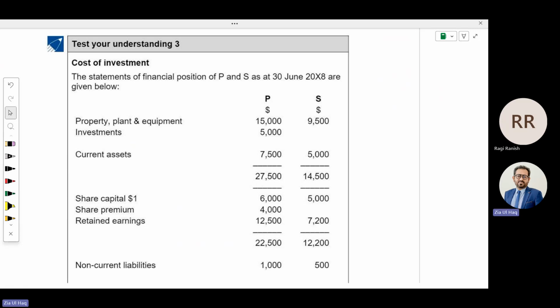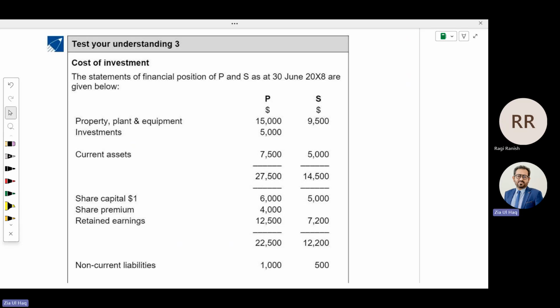The cost of investment. The statement of financial position of P and S as at 30th June 2028 is given below. Property, plant and equipment for both companies. Investment, what does that mean? Consideration paid to acquire S. Instead of this, we need to record goodwill in consolidated financial statements.